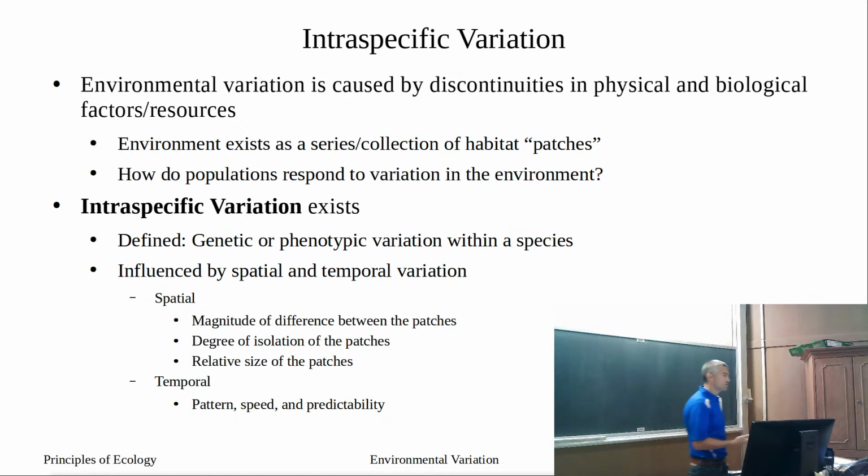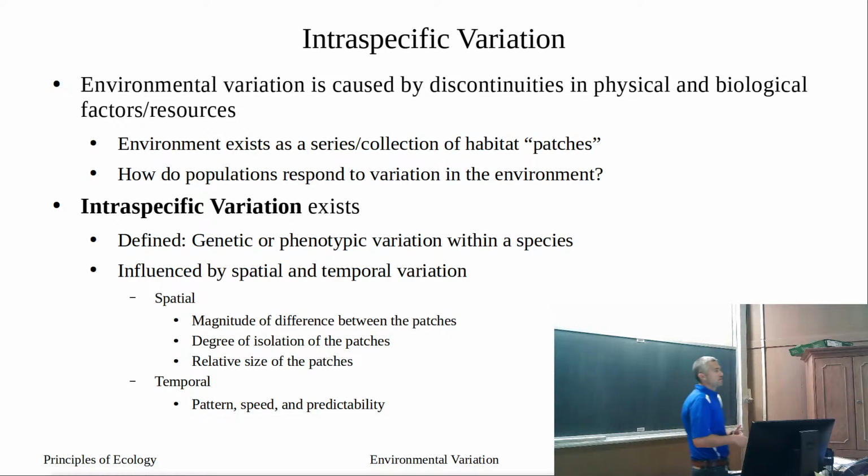So what is this intraspecific variation that we're talking about? Well, it has a specific term. It's the genetic and phenotypic variation within a species. So we're talking about within a species. Why do we see the variation between the populations? All right, so intraspecific variation is the variation within a species, and this is both genetic and phenotypic variation. We're going to talk about the factors that influence this variation.